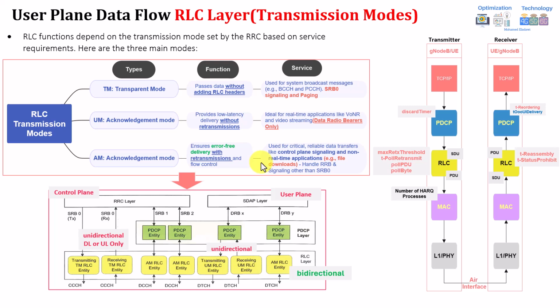There is flow control. It also requires error-free delivery, especially as we highlighted for HTTP and FTP. These require error-free delivery services. So this is used, for example, for critical, specific services such as signaling, as we highlighted for RRC configuration. SRB1 and also SRB2 can use acknowledged mode, as you can see here, or it can be used for data radio bearers in the user plane.